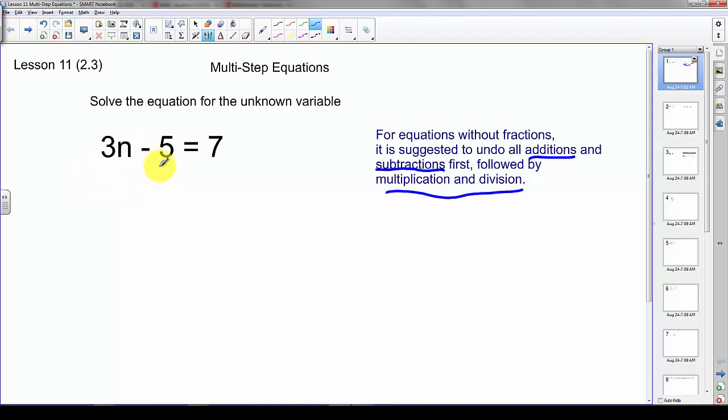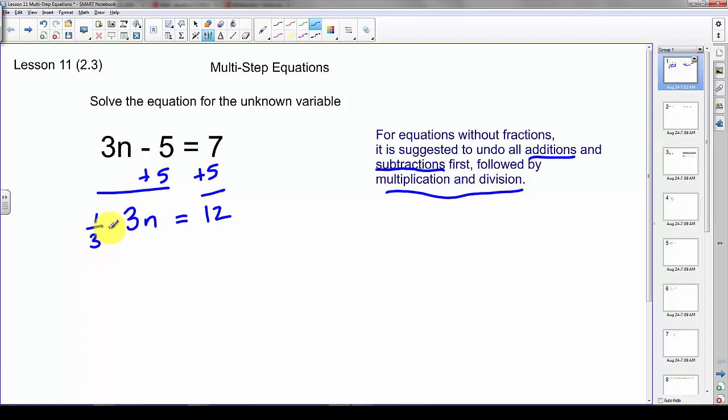I'll undo the subtraction first by adding 5 to both sides. We know that 5 minus 5 is 0, leaving us with 3n. And 7 plus 5 is 12. Now I have to undo a multiplication of 3, so I'll multiply both sides by 1/3.